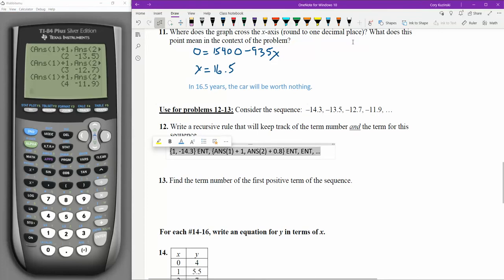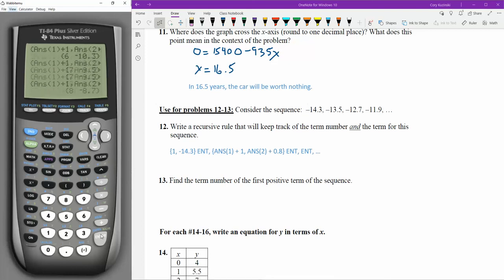for part B, find the term number of the first positive term for the sequence. So if I just keep hitting enter until I get a positive term, negative 7.1, okay, gotta go a little further, negative 4.7, negative 2.3, there it is right there. The 19th term would be 0.1, so that's why our answer is term 19, or the 19th term.